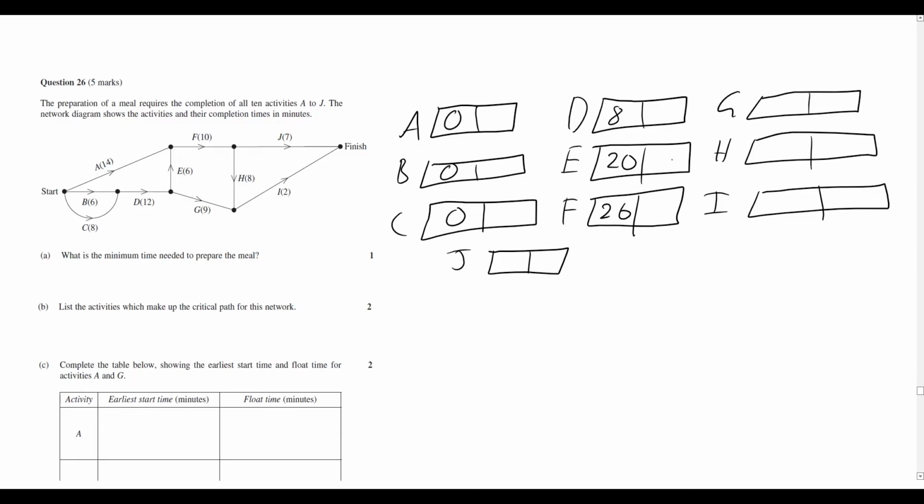Okay, now we can start looking over at G. So we know that G only relies on D being completed. And so again, that will have a similar earliest start time of 20.